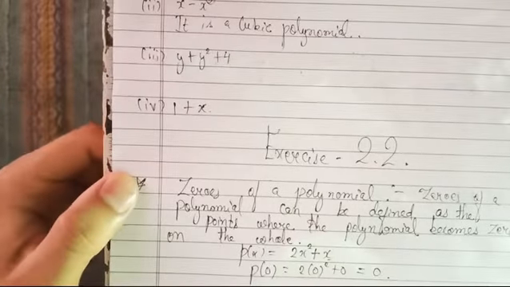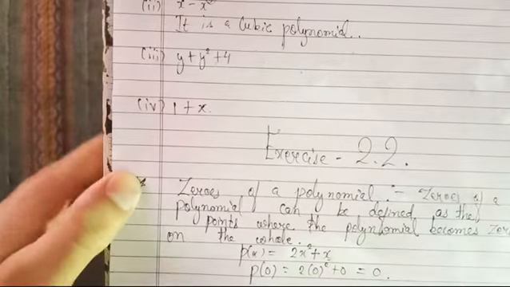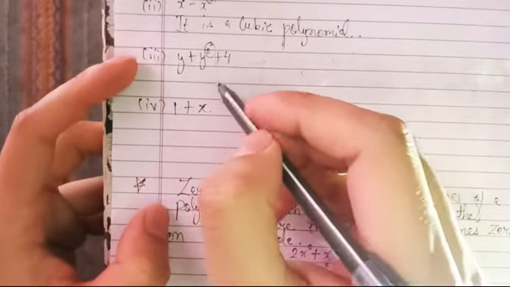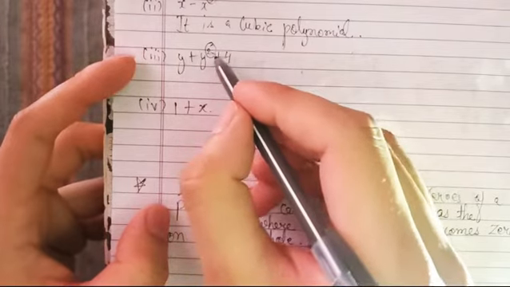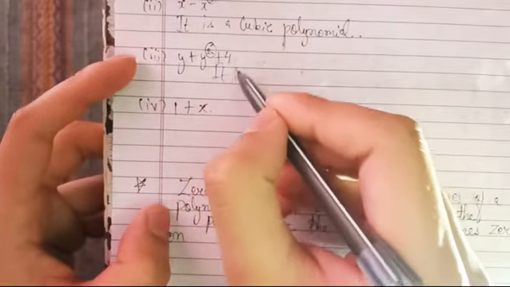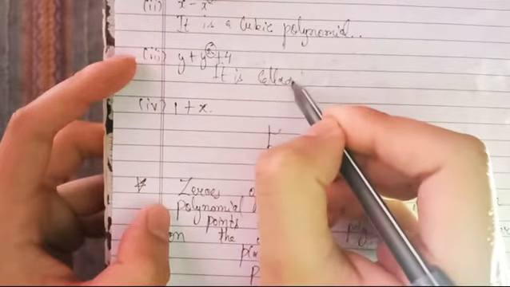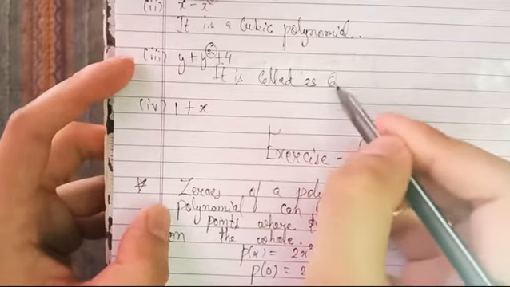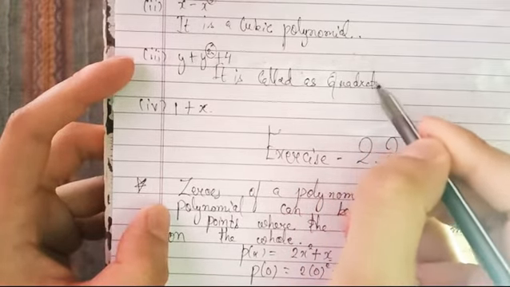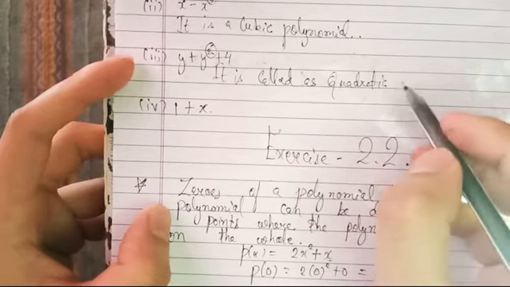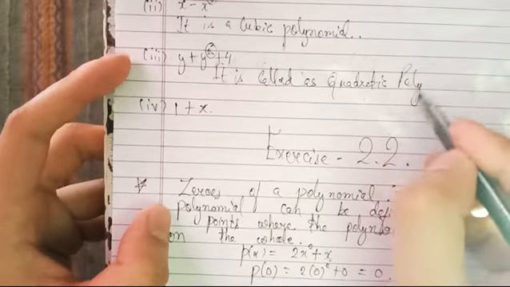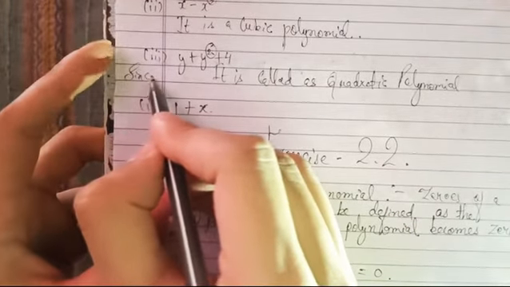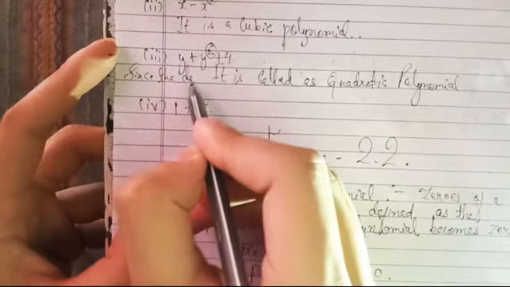Third one, y plus y square plus 4. So here the degree is 2. Highest degree is 2. And therefore when degree is 2, it is called a quadratic polynomial. We can say it is a quadratic polynomial. Here we can write, since the degree is equal to 2.